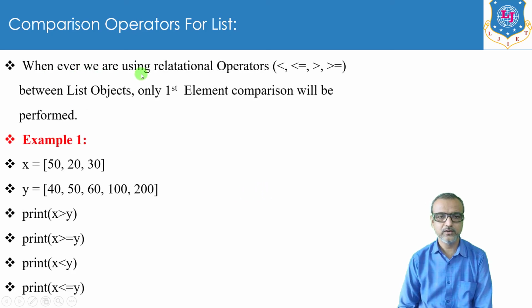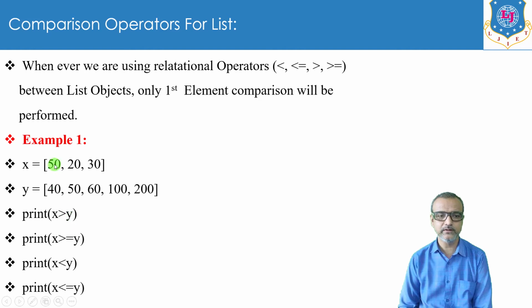Whenever we are using relational operators, that is less than, less than or equals to, greater than, greater than or equals to, between list objects, only first elements comparison will be performed. For example 1, in the list X we have taken three elements 50, 20, 30. In list Y we have taken 40, 50, 60, 100 and 200 as elements. So what will be the output of print X greater than Y?